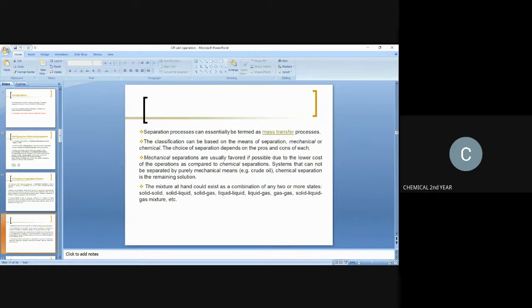The mixture at hand could exist as a combination of any two or more states: solid-solid, solid-liquid, solid-gas, liquid-liquid, liquid-gas, gas-gas, solid-liquid-gas mixture, etc.